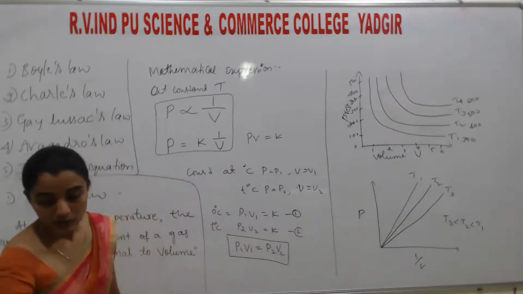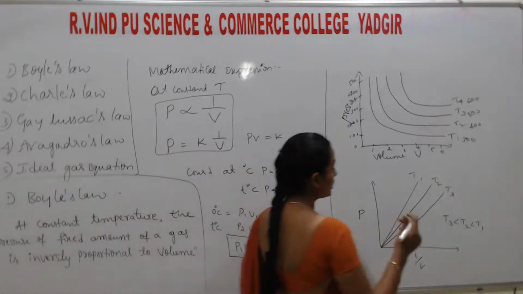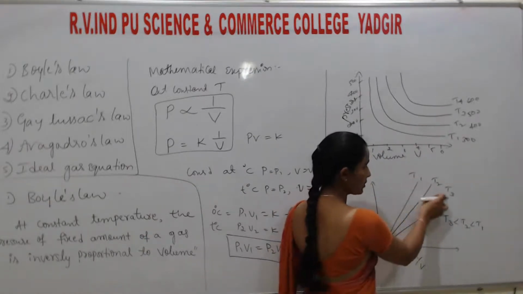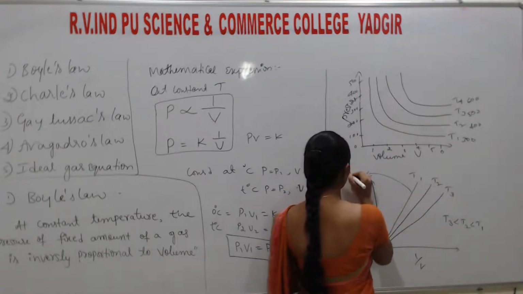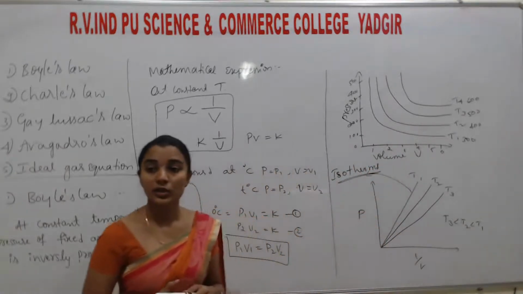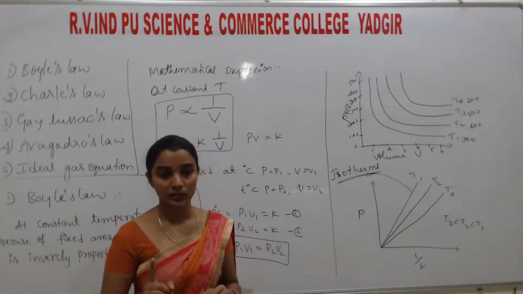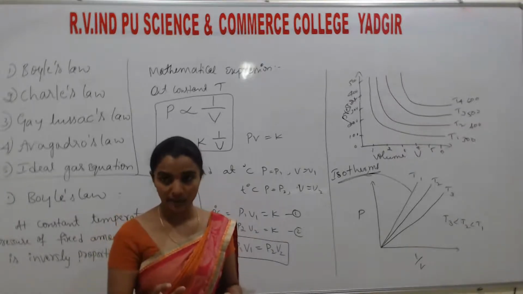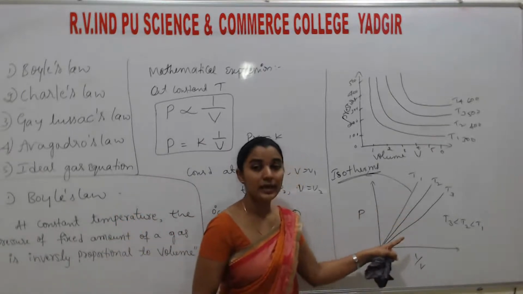Understand? So the next one, and remember, these curves tell about the different temperatures. As I told you, T1, T2, T3. So these are called isotherms. The curve in the Boyle's law graph is called isotherms. Therm represents what? Temperature remains constant. Iso means same. Therm means temperature. So these graphs tell about the same temperature.